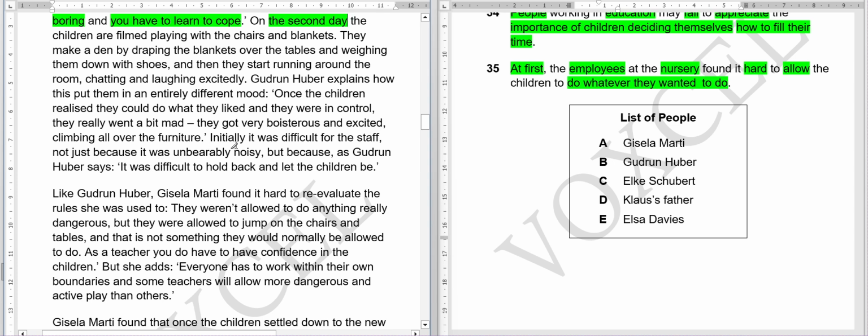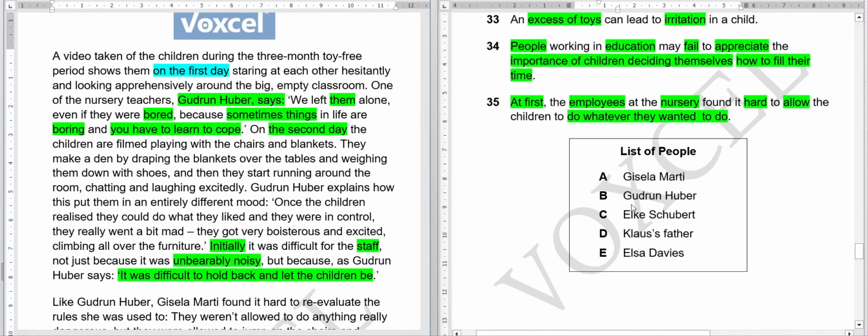Initially it was difficult for staff, not just because it was unbearably noisy, but because, as Gordon Huber says, it was difficult to hold back and let the children be. So initially for the staff members it was difficult. Why? Because one, it was unbearably noisy. But second thing is it was difficult for them to hold back and let children be children. So do let them do what they really wanted to do. I hope this paragraph is clear.